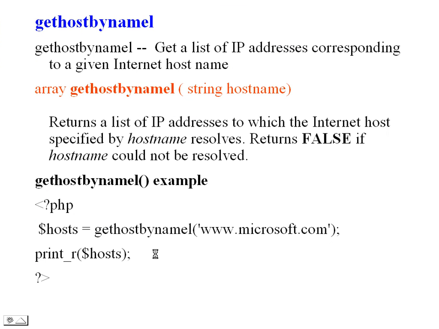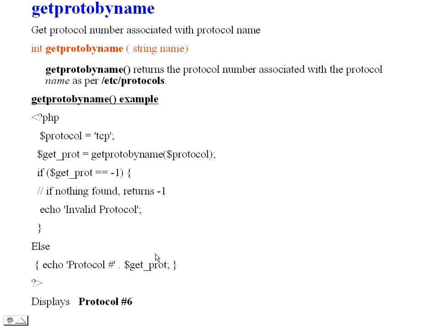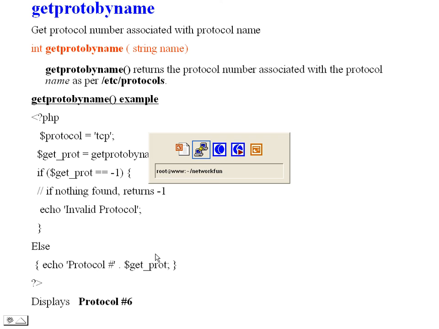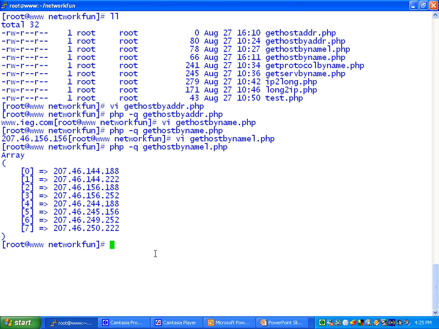Next function is getprotobyname. Get the protocol number associated with the protocol name. That means we are going to use various protocols like TCP, IP, UDP, etc. Here we represent the protocol name in the given string as an expression, and we are going to get the protocol equivalent number as follows.